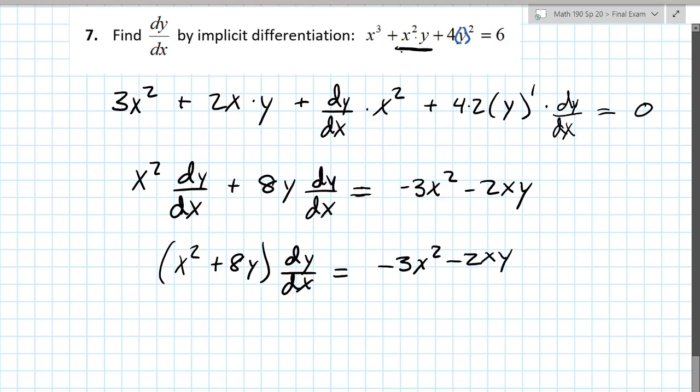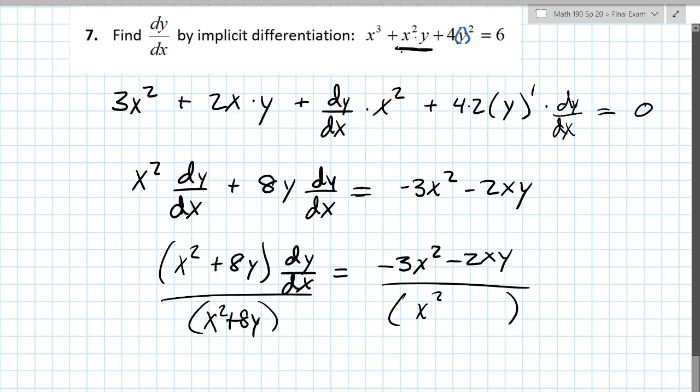And then the last step will be to divide both sides by the stuff in front of the dy/dx. And I have solved for dy/dx.